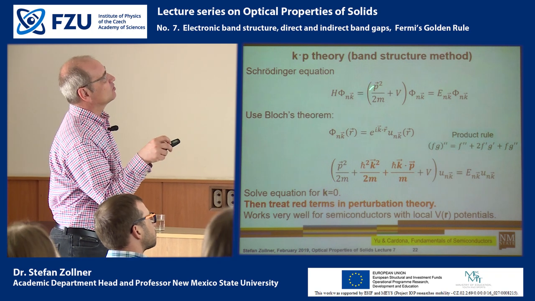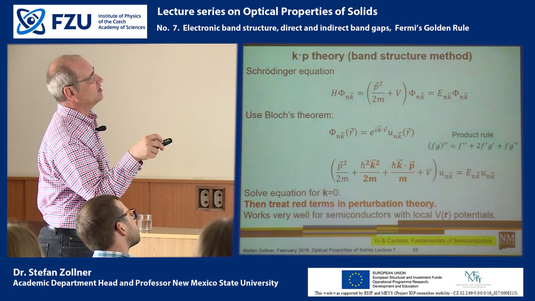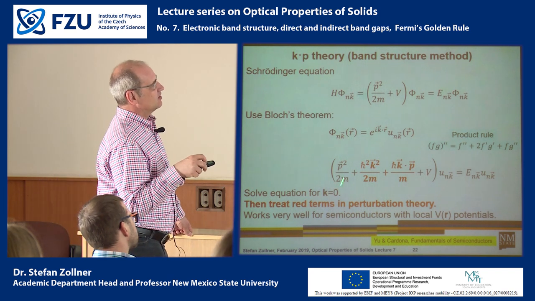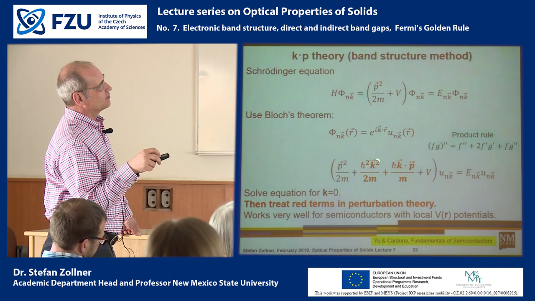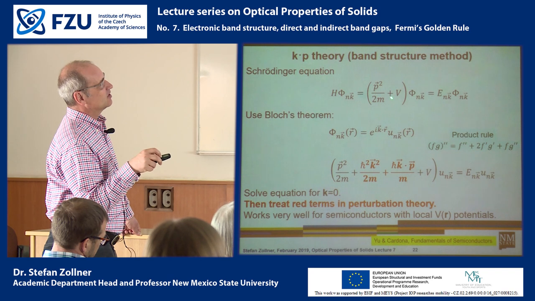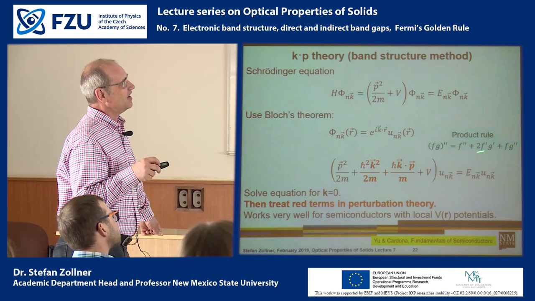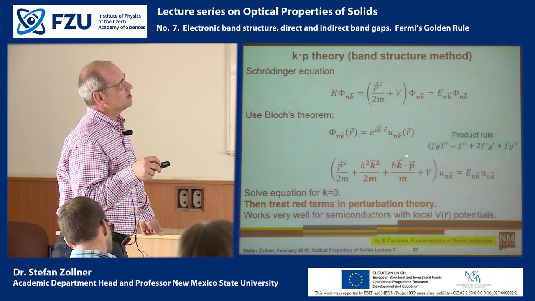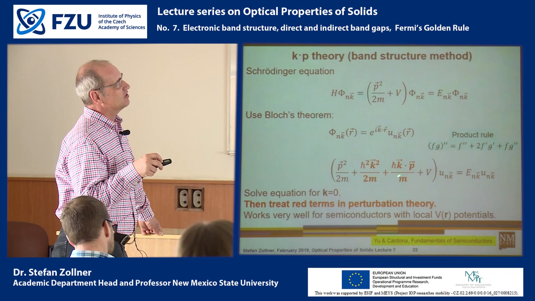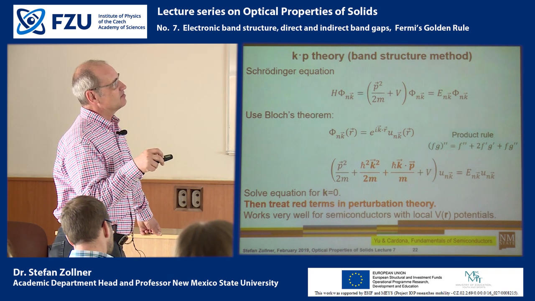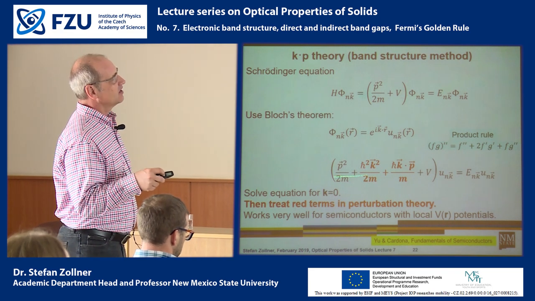So if I apply this product rule to the square of the gradient operator and I plug this Bloch wave function into here, then you see that's the second derivative of the first function, that's the second derivative of the other function, because if I apply the gradient on the complex exponential, that simply gives me a factor k. And then I have this mixed term where one derivative is still there and the other derivative has been applied to the plane wave. And the factor of 2, there used to be a 2 here, which cancels the 2 in the denominator. So this term is that mixed term. So by applying the product rule and by plugging in the Bloch wave function into this, I'm getting this equation here.